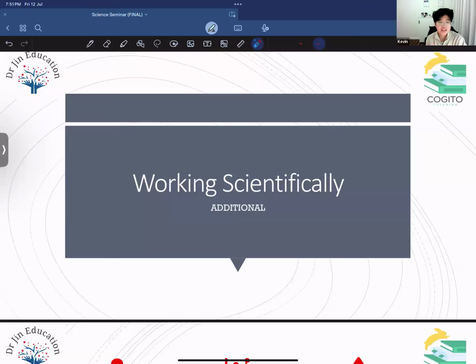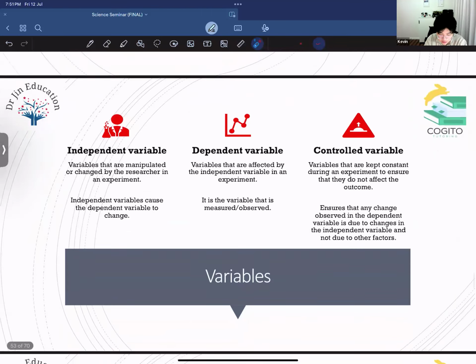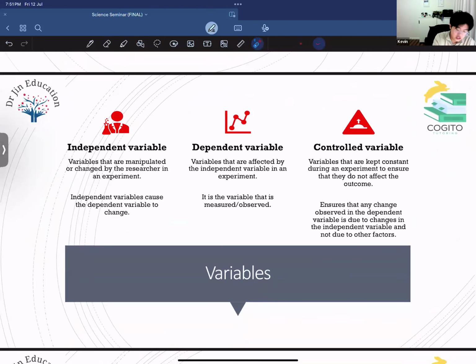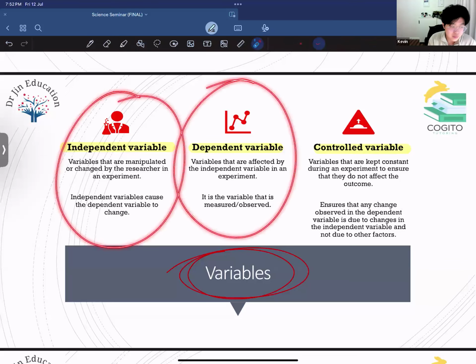So this is additional stuff. By this time, you guys would already know the scientific method, the science report components, and how to write a pretty good science report. But now this is the additional stuff that I want to teach you. First of all, I want to talk about variables. I've talked about this a little bit already. There are independent variables, dependent variables, and controlled variables. These ones we've already mentioned.